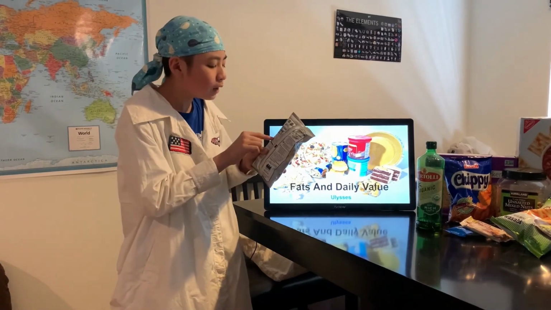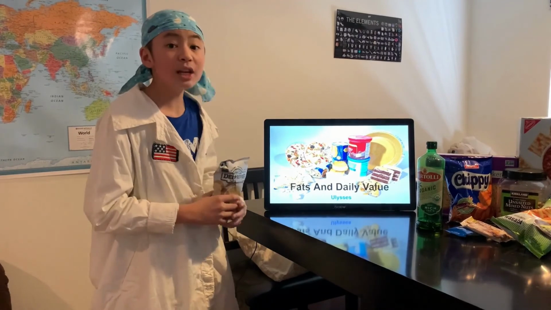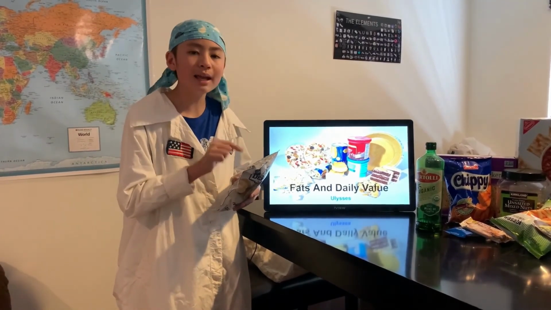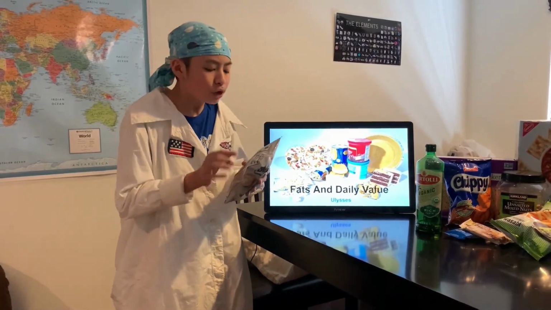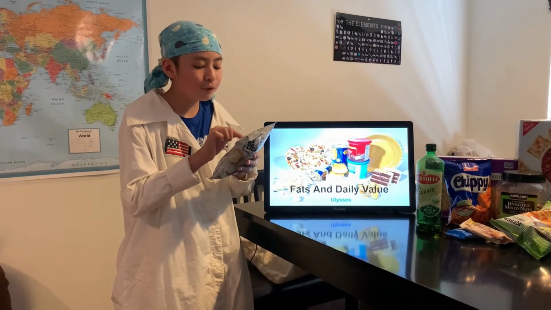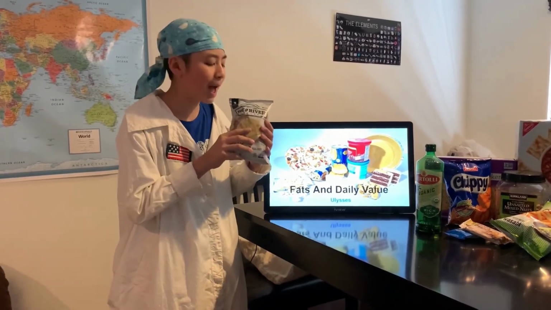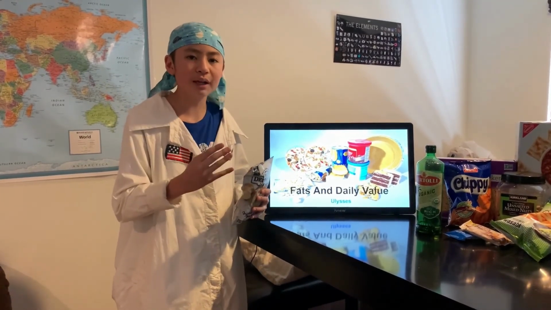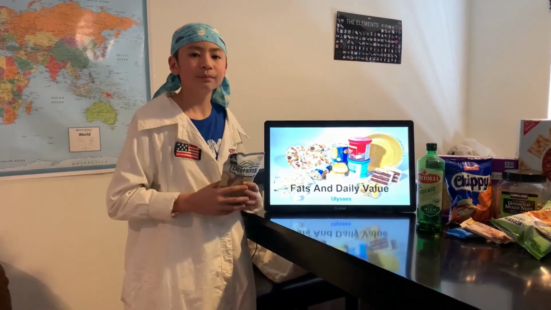Now, right here, it says percentage daily value. That's a whole different thing. Percentage daily value means how much of that nutrient is in it per serving. So not per bag, it's per serving. Right here it says sodium, and it says 4%. So the sodium you eat per serving of this bag of chips gives you 4% of the daily value you need for sodium.